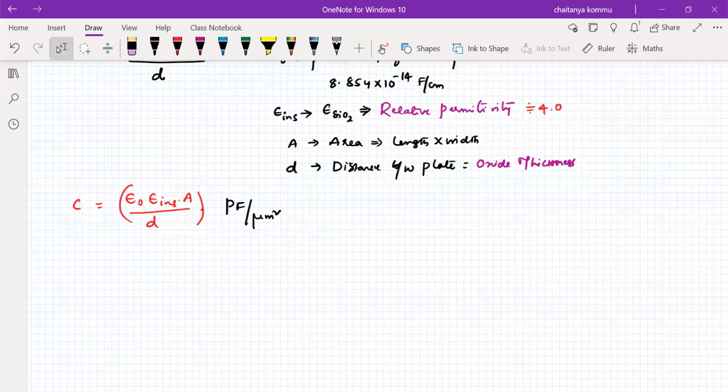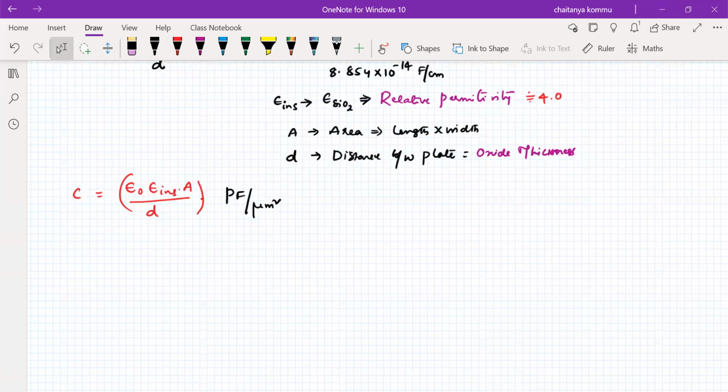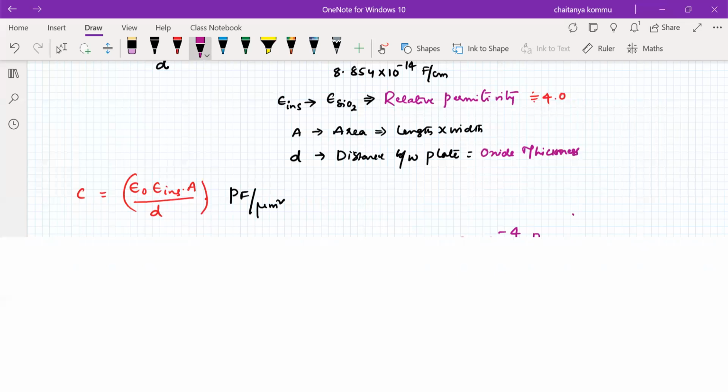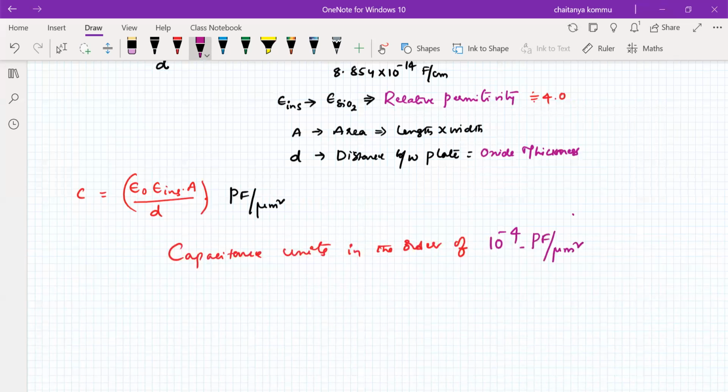But if you take the exact values of how much capacitance will be formed in a layer, normally we take the capacitance units in the order of 10 to the power of minus 4 into femtofarads per micrometer square. That means whatever values we considered, if you convert it, it becomes 10 to the power of minus 4 femtofarads per micrometer square. You can also verify that by applying the epsilon insulator, A and D units. If you combine all these things, you can find values like this.